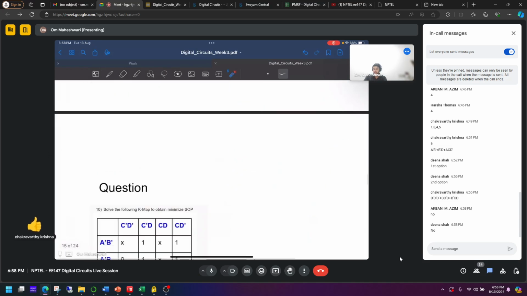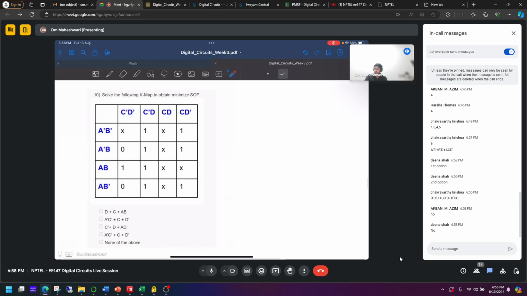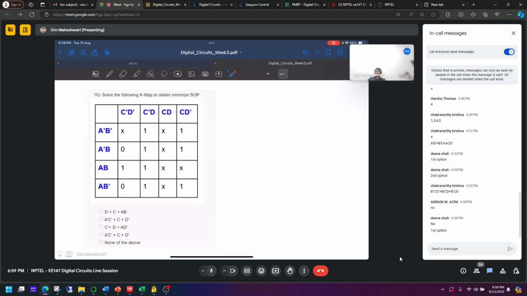Great. Again, very same question, just for practice. You guys solve this one. I won't solve this one. There's a lot of possibilities here for the groups now. All right, first option is correct.